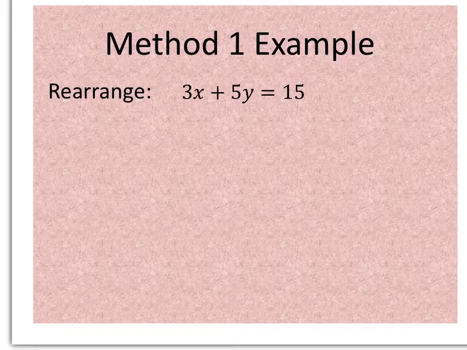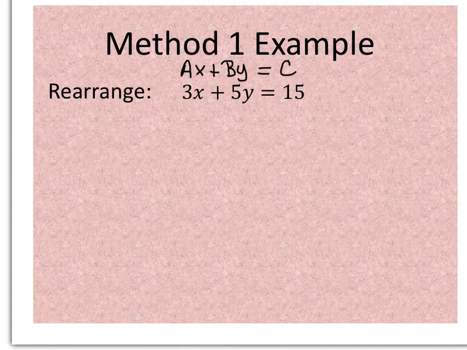All right, so let's actually put those steps into motion. If we have the method 1 example, if you open up your pink foldable, it says you have 3x plus 5y equals 15 that they want you to graph. So the first thing we have to do is rearrange this by getting rid of our ax term. In other words, moving our ax term to the other side. Remember, this is ax plus by equals c. We have to move ax to the other side.